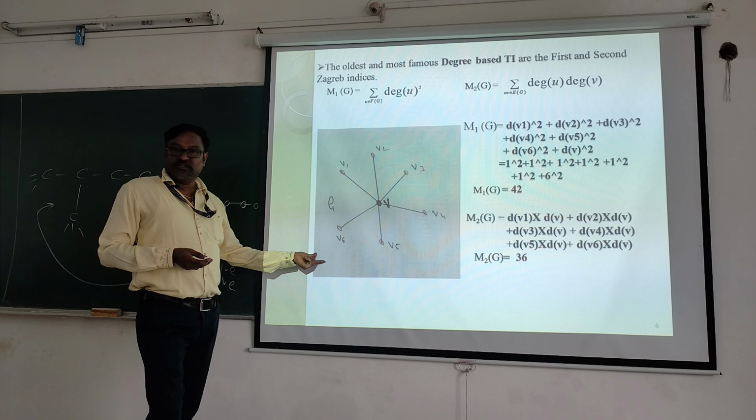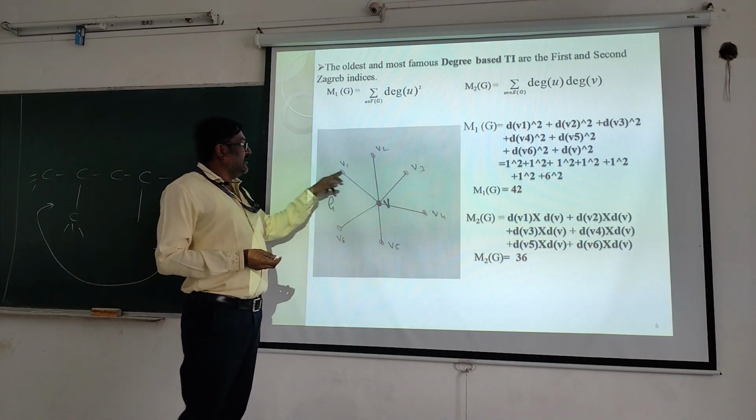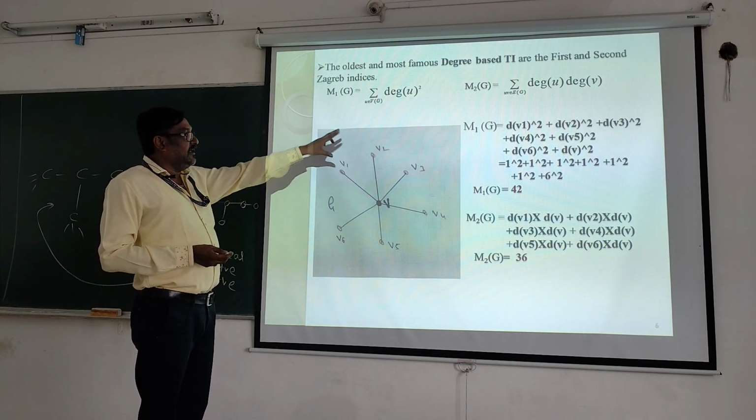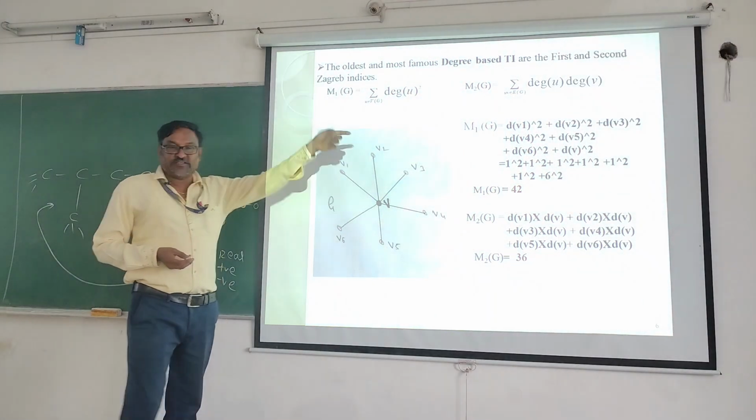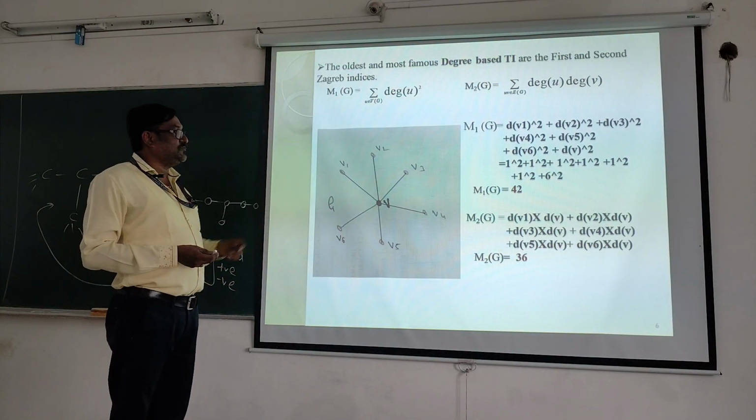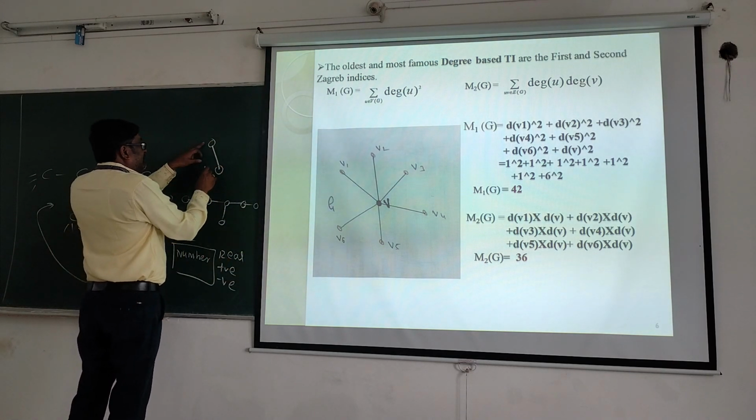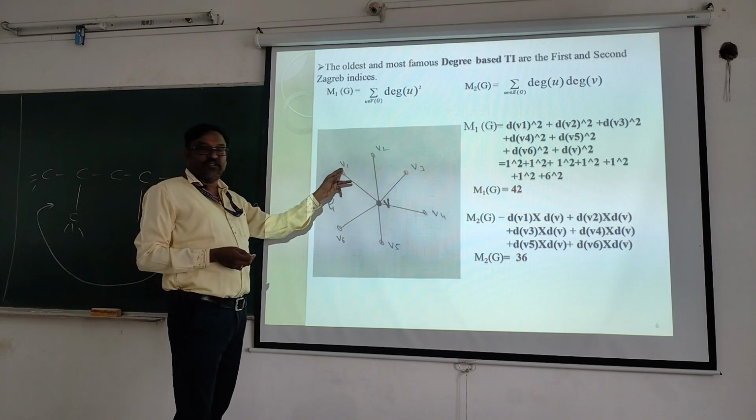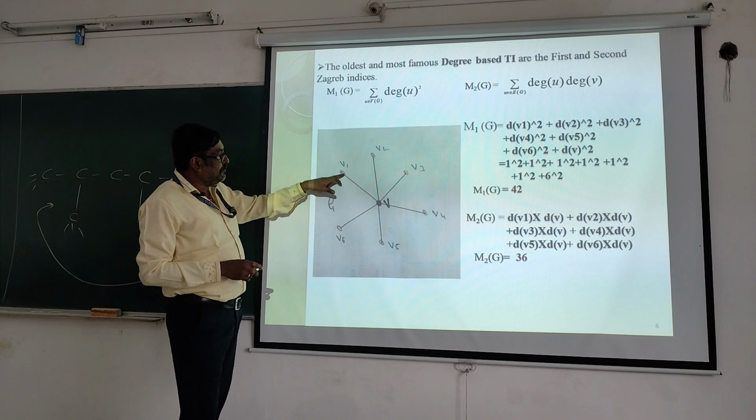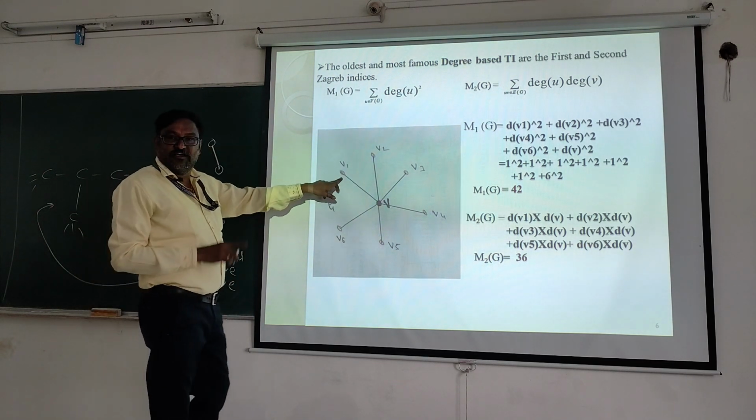Here I have taken a simple graph which contains 6 vertices along with a central vertex. Here we are interested in finding the first Zagreb index of the given graph, and we have a formula. The first Zagreb index is obtained as the sum of squares of degrees of each vertex. Look at this vertex V1. As I mentioned, the degree of a vertex is the number of first neighbors of the vertex, so the degree of V1 is 1 here.